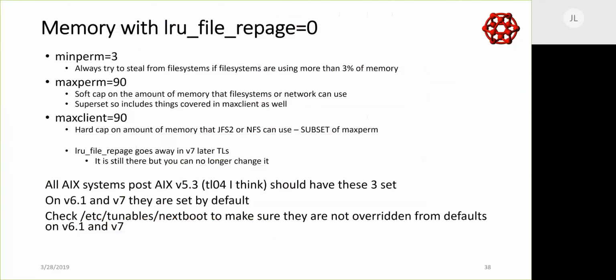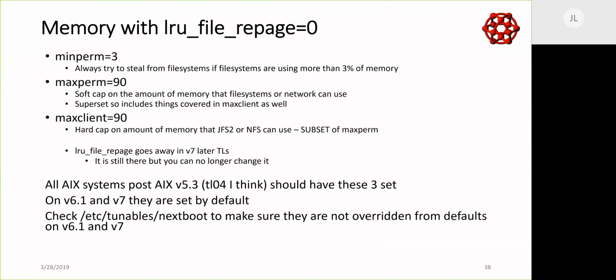So I talked about min perm, max perm, etc. The reason I bring this up, even though hopefully none of you are still running AIX 5.3, is that by default we used to have to tune these on 5.3, and if you migrated your system from version 5 to version 6 or version 7, those tunables will have come across. The way that it used to work was if file systems were using more than 3% of memory, the idea was we'd always try to steal from file systems.